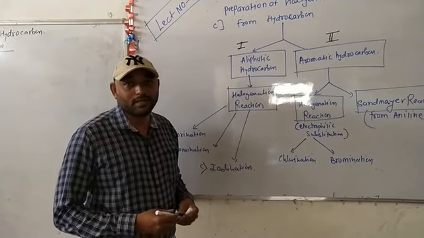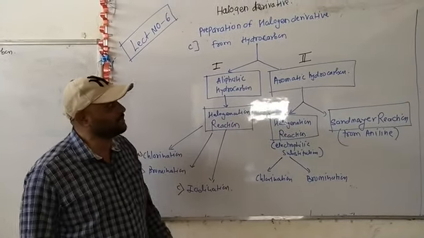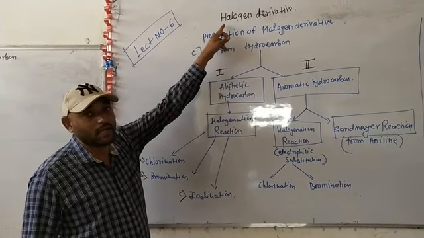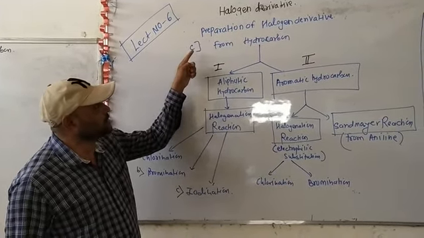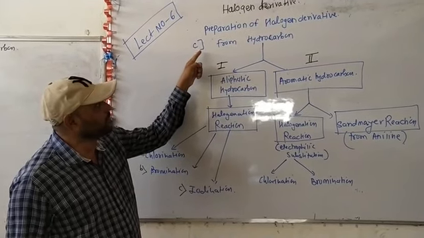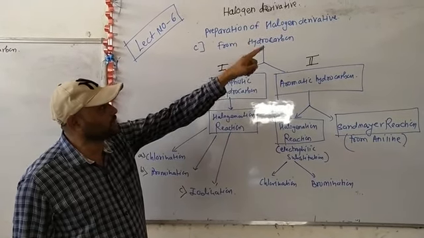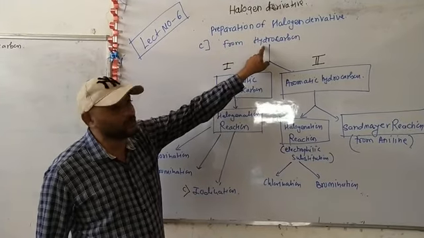Welcome back to the sixth lecture of Caliber Science Academy on the topic halogen derivatives. Today we start the third important point, that is preparation of halogen derivatives from hydrocarbons.